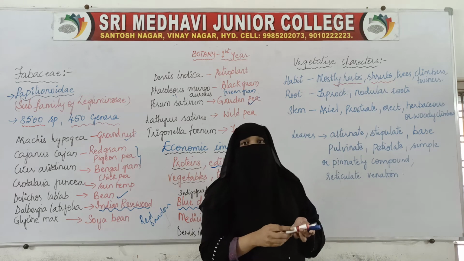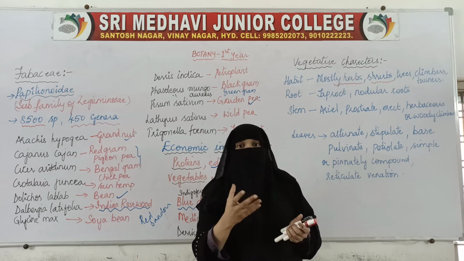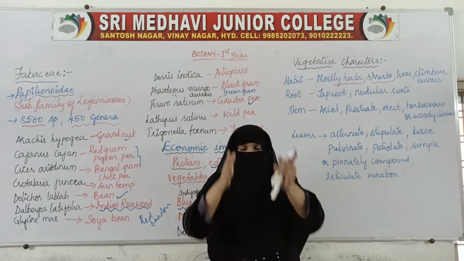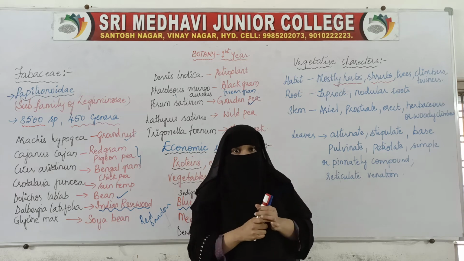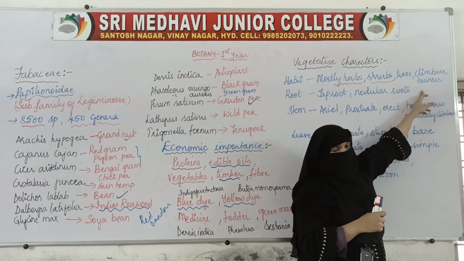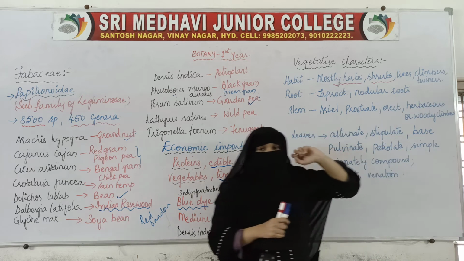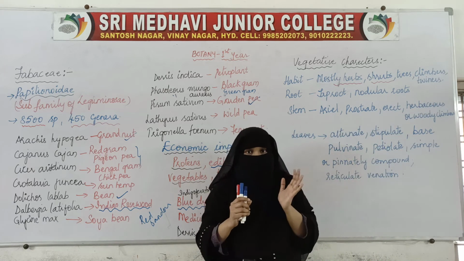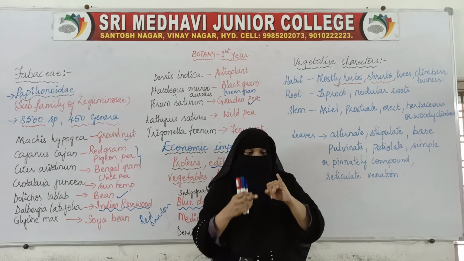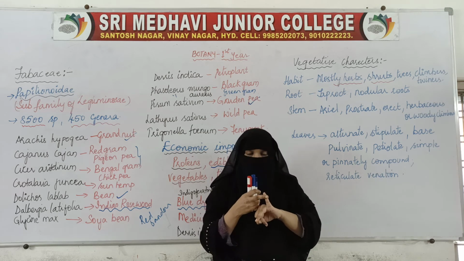And then we have climbers and twiners. They are weak stem plants. They can't stand erect. So such plants, climbers and twiners, are also found in this family. So a variety is found. We find different types of plants in this family. Most of them are herbs.